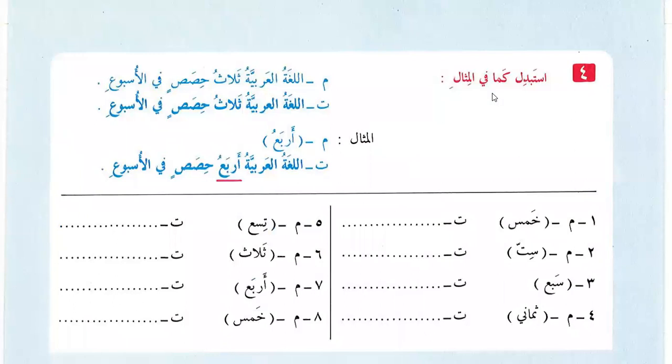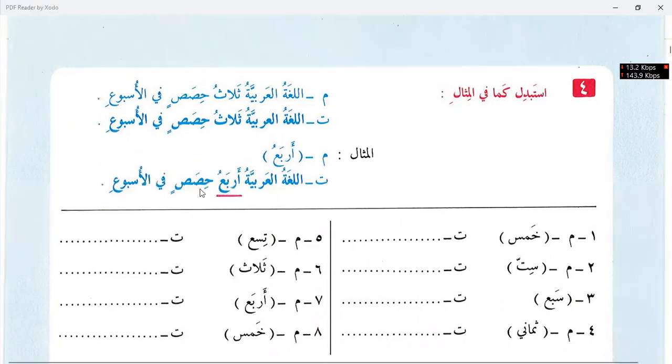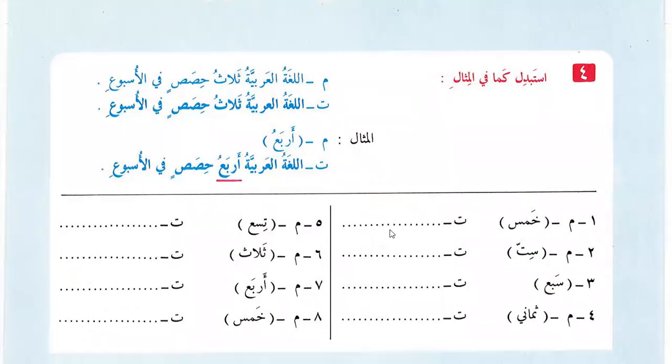Substitute as in the example: اللغة العربية ثلاث حصص في الأسبوع, the Arabic language is three periods in the week. Then the teacher gave the word أربع: اللغة العربية أربع حصص في الأسبوع, Arabic language is four periods in the week. Mr. Muhammad Samba: اللغة العربية خمس حصص في الأسبوع. اللغة العربية ست حصص في الأسبوع. اللغة العربية سبع حصص في الأسبوع. اللغة العربية ثماني.